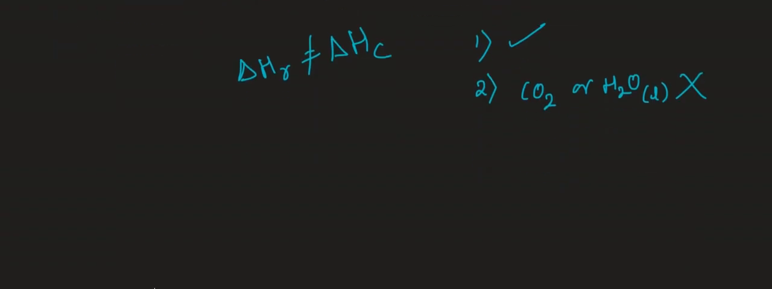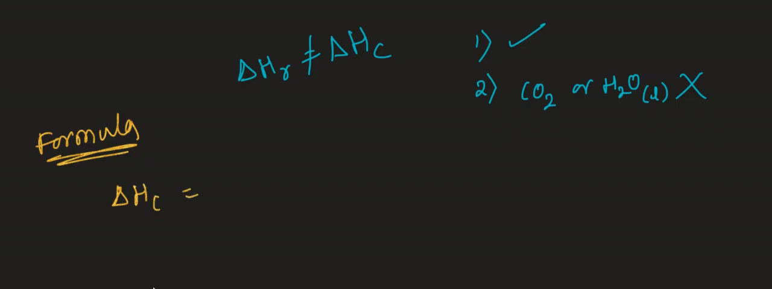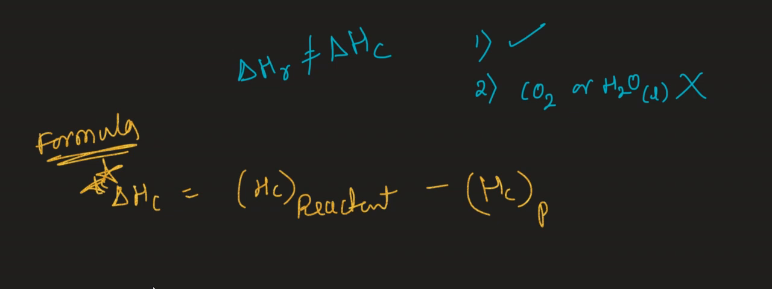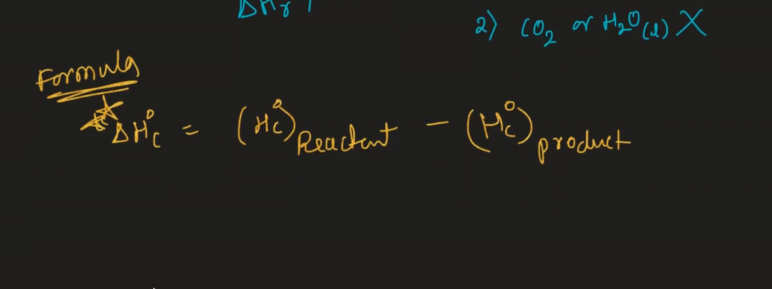Right, now moving to the next one, the formula. What is the formula for heat of combustion? Delta HC is equal to heat of combustion of the reactant minus heat of combustion of the product. This time you have to take the reactant, very important. First time you are seeing this. Clear till here? If they provide standard condition, you have to take the standard heat of combustion of reactant minus the standard heat of combustion of product.